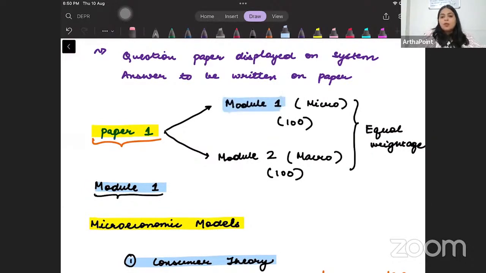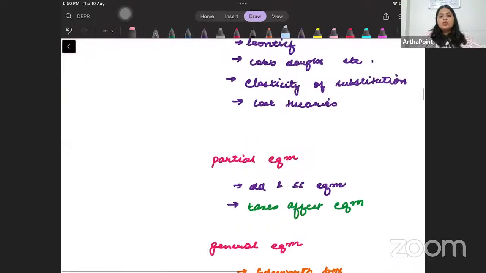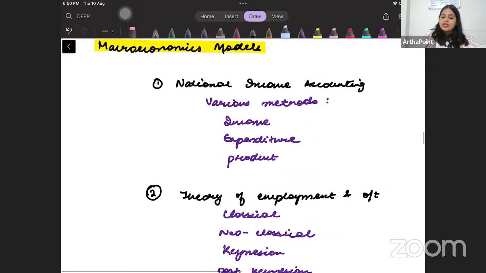अब हम बात करेंगे पेपर 1 के मॉड्यूल 2 की. So when we talk about paper 1 module 2, the first thing that comes is national income accounting. So in national income accounting, you should be well aware of all the different types of methods of accounting. So you must be aware about income method, expenditure method, product method. सब कुछ पता होना चाहिए. What is included, what is not included, what is private income, what is personal disposable income. इनके क्या formulas होते हैं? You should be well aware of all of that.